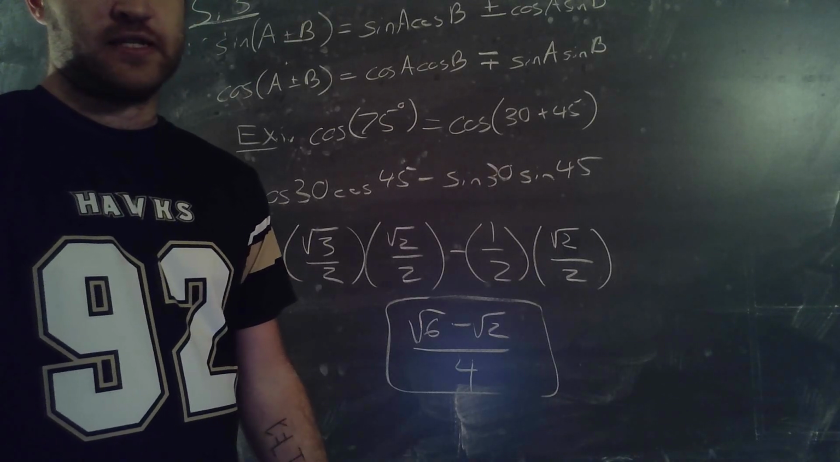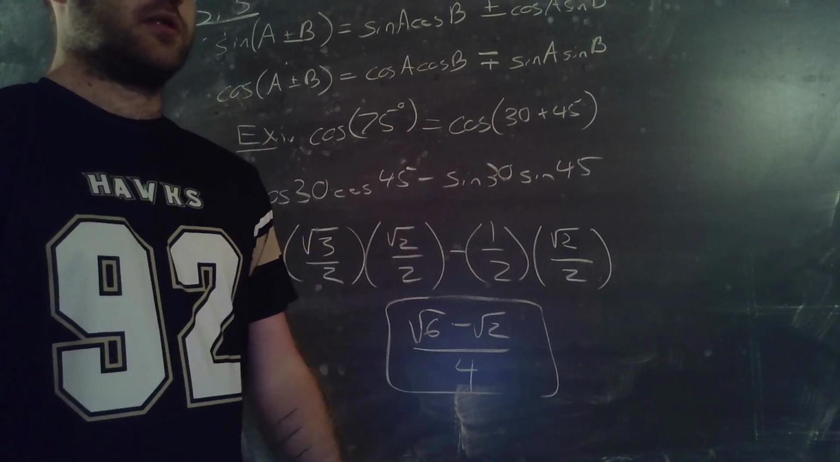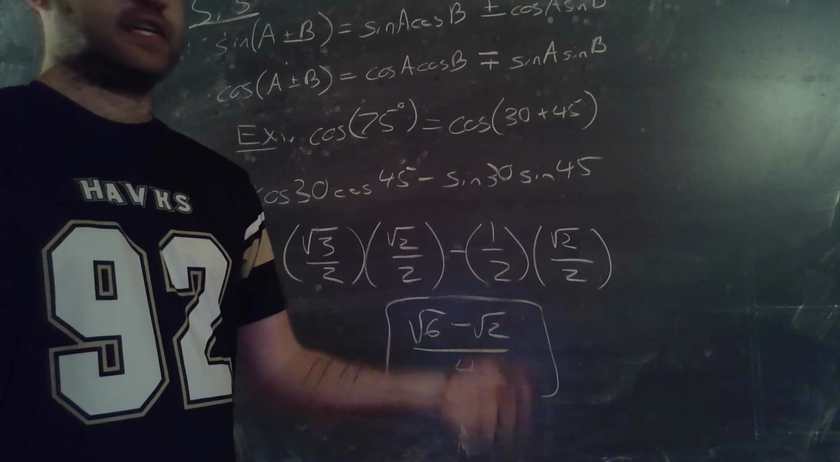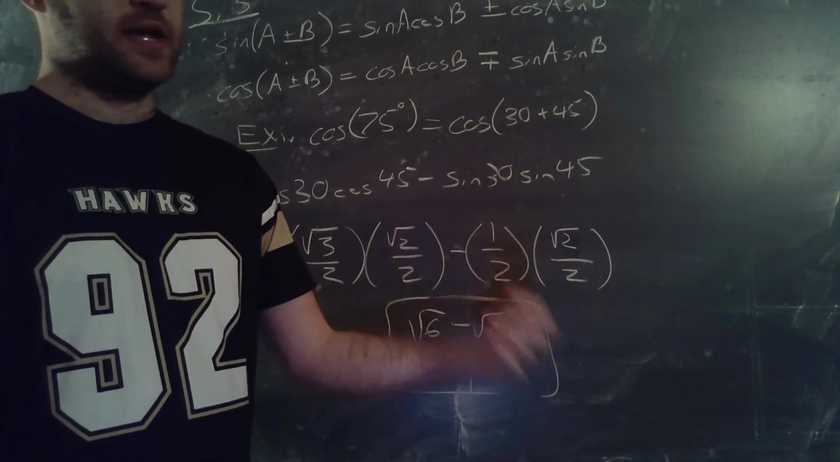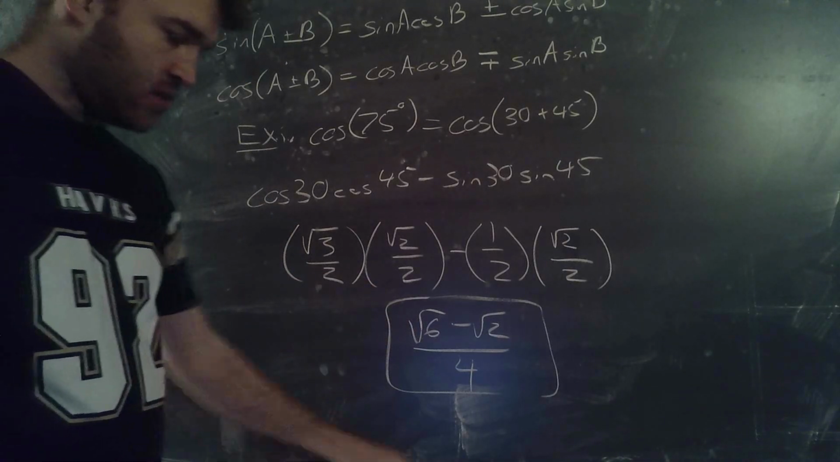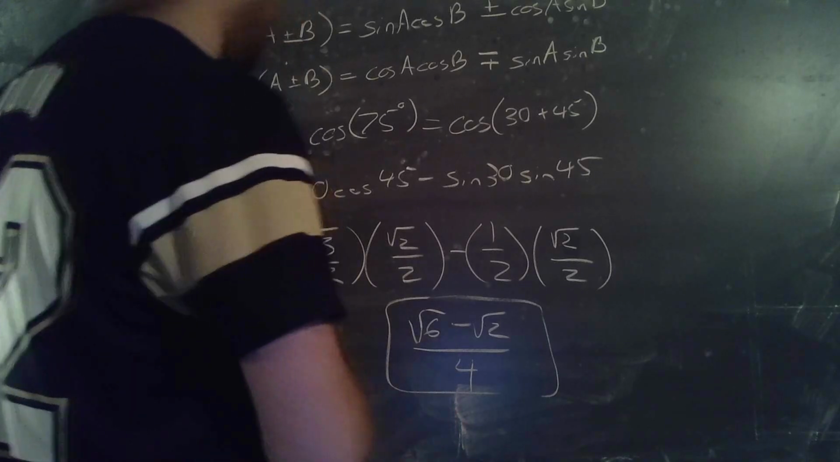So with the sum and difference identities, any number that can be created using 30, 45, 60, 90, 120, 135, the numbers that appear on the unit circle, we now have a way to compute their exact sines and cosines.